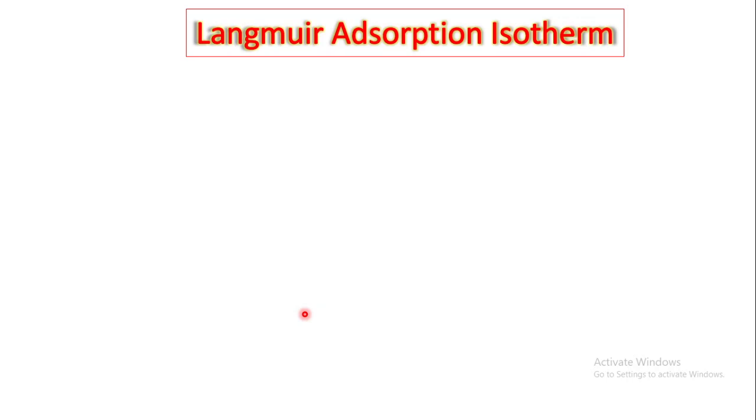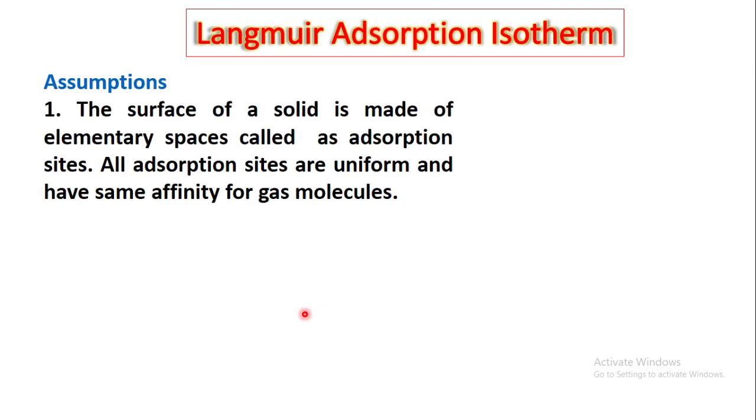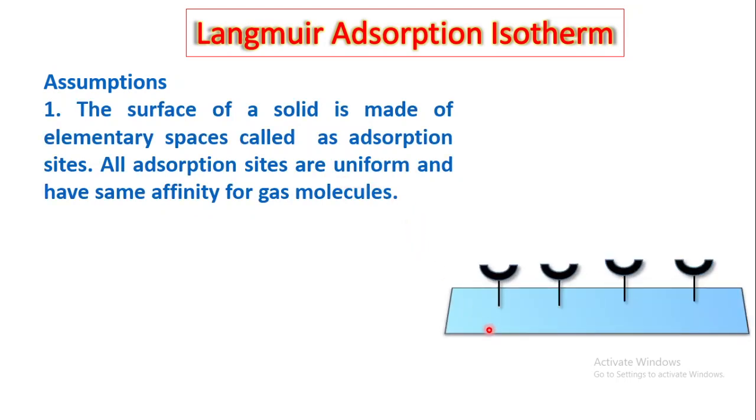Now let us discuss the assumptions of Langmuir adsorption isotherm. First assumption is that the surface of a solid is made up of elementary spaces called adsorption sites. All the adsorption sites are uniform and have affinity for gas molecules. For example, this is the adsorption surface, and it has the same elementary spaces, which we call adsorption sites. On these adsorption sites our gas molecules undergo condensation or adsorption.